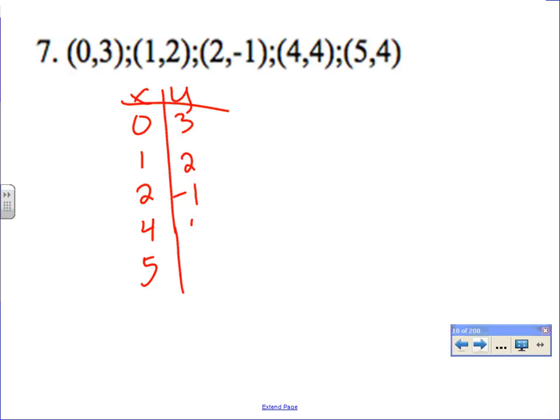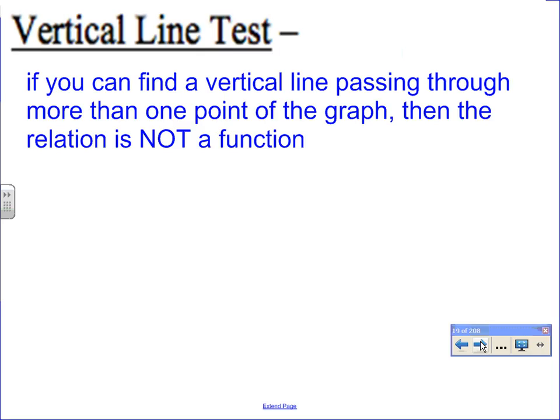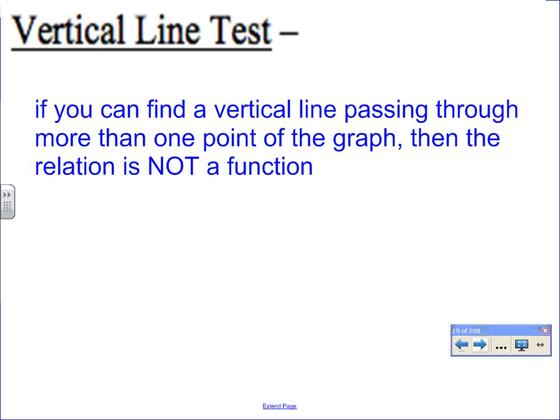Joseph, is this a function? Michelle, why is it a function? Good job. Each input has exactly one output. Any questions on those types of problems? Okay, let's go to the vertical line test on the top of the next page.